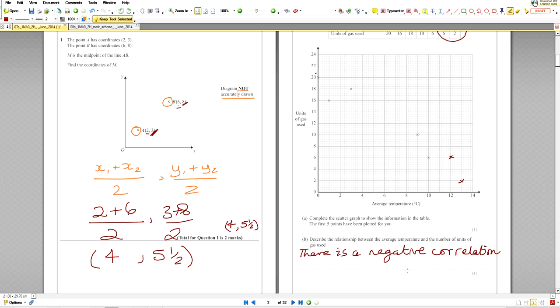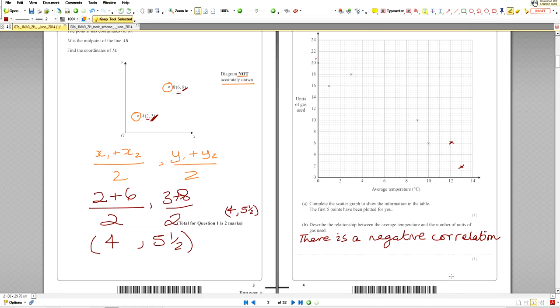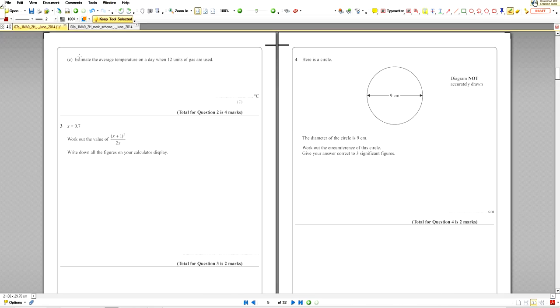Now, the next part of the question, if we quickly turn over, I need to come back to this page anyway. Part C says estimate. So I'm just reading to you the next part of the question. Should we actually go then come back? Okay, it says part C, estimate.